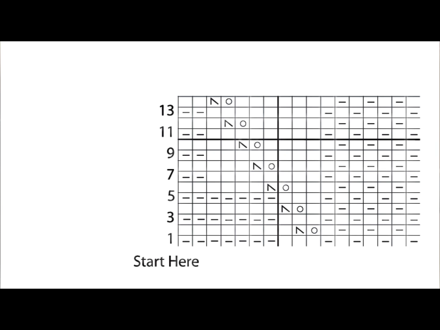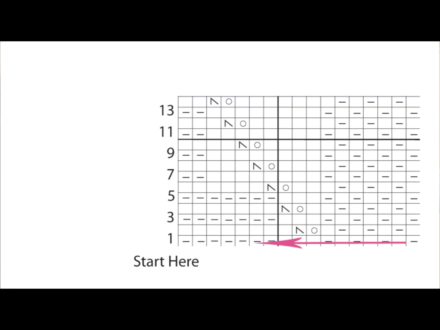The rows of the charts are usually numbered along the side. All right side rows are read right to left, and all wrong side rows are read left to right. One thing to remember is that knitting charts always represent the right side of your work.